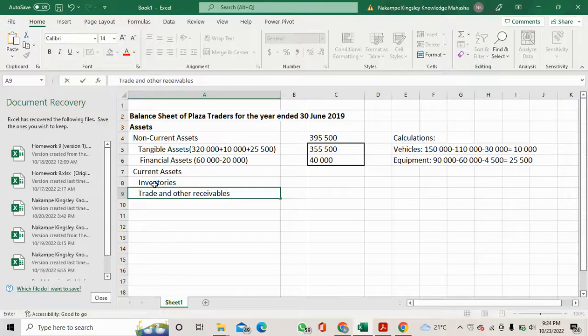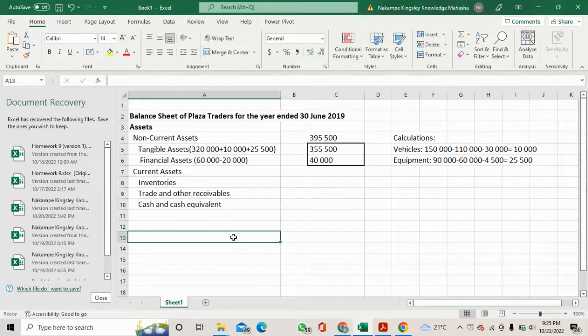Trade and other receivables. When you further your studies in accounting, you will realize that trade receivables simply means debtors control, right? And then last, we're going to have cash and cash equivalent, right? So this is what you're going to have now.